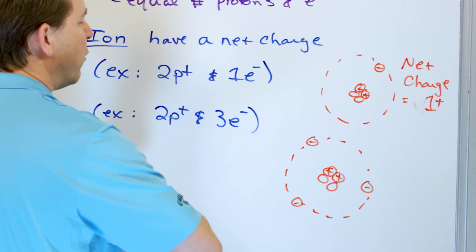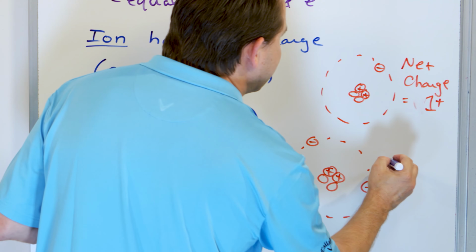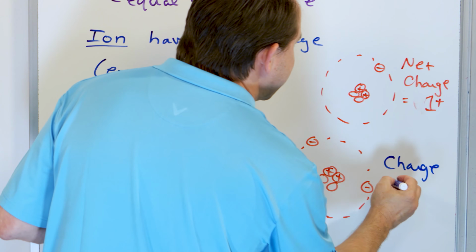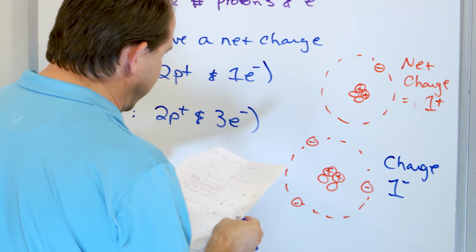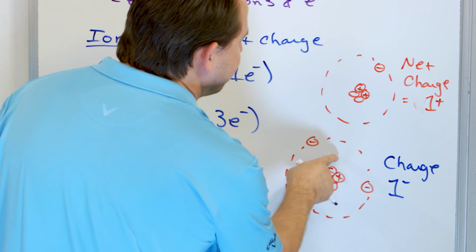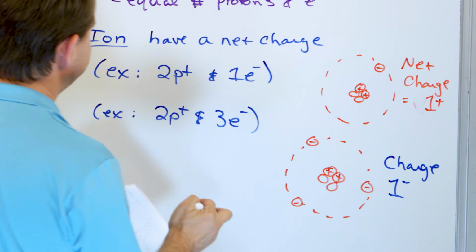And we go over here and we say, well, what's the net charge? Well, we have a positive 2 and we have a negative 3. So the charge on this ion is negative 1. The little minus sign there means negative 1, because we have a negative 3 and a positive 2, so you get an overall charge of negative 1.